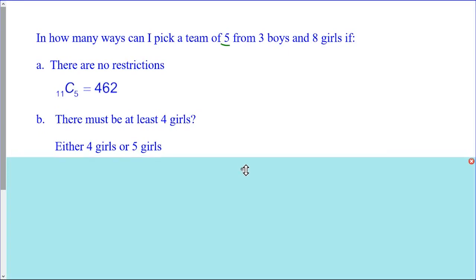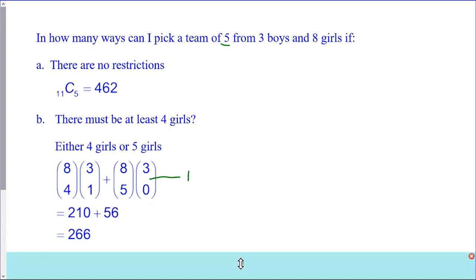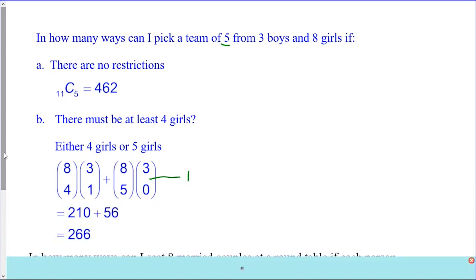If I've got 4 girls, then I need to pick my 4 girls out of my 8 girls. And with each of those selections of girls, I need 1 boy from the 3 boys. And I must multiply those, because each can happen with each. If I have 5 girls, then I need no further boys, so no further people. So it would be 0 boys from 3. This number over here is just 1. Okay. And I work them both out and I get my final answer there.